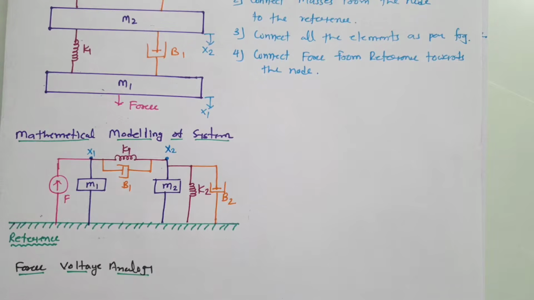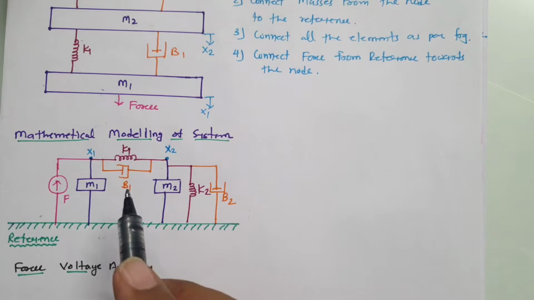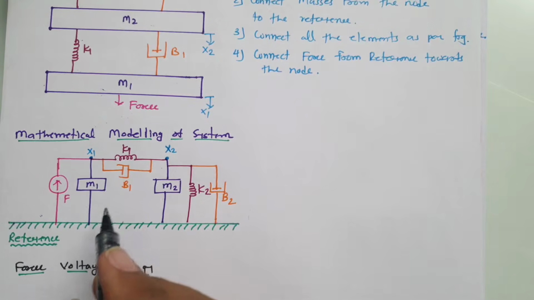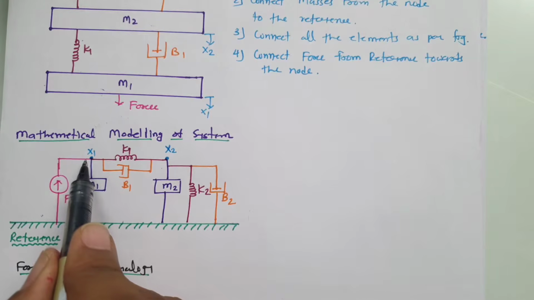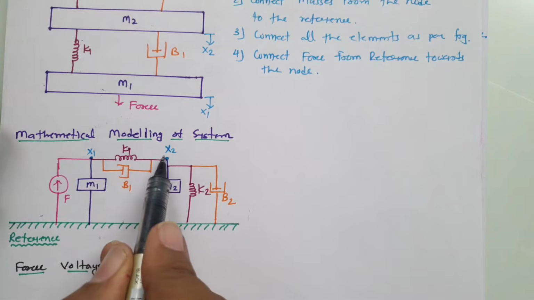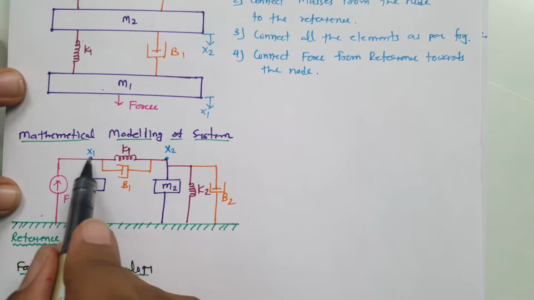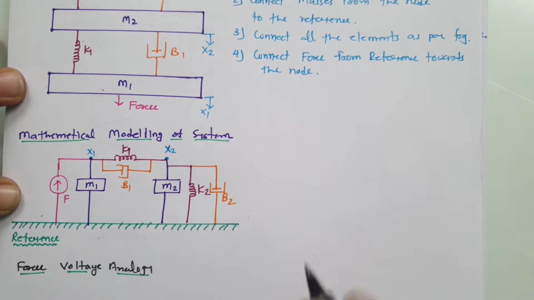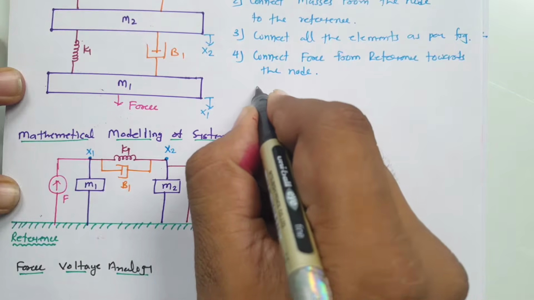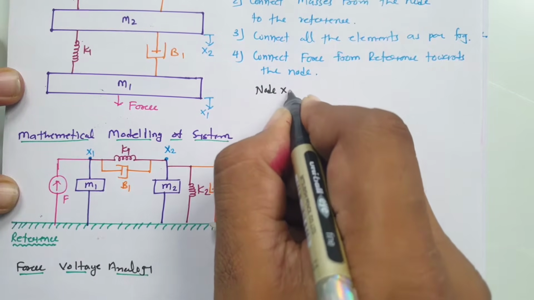Now with this mathematical modeling, we will be deriving differential equations. Here we have two nodes, one node is x1 and the second node is x2. So we will have two different equations, one for node x1 and the second for node x2. Let us make the equation for node x1.